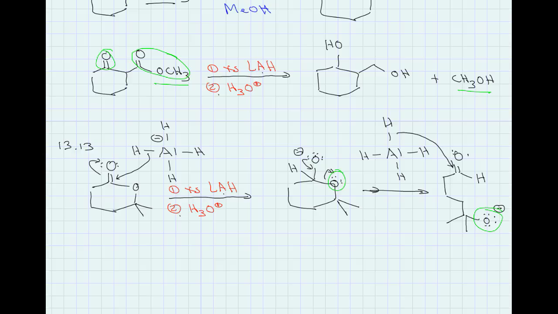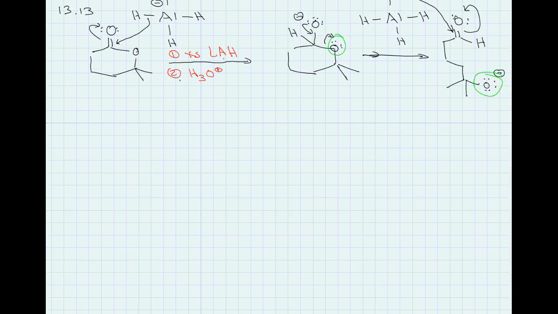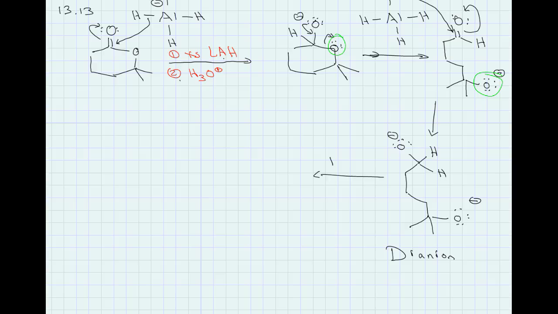So let me put in my lone pairs. And what we're going to get in that case, let me clean it up, we're going to end up with this. We're going to add another hydrogen. So we're going to actually end up with a dianion. So that's the second equivalent of lithium aluminum hydride, and we end up with this dianion. And what happens is that we add enough acid at the end, so there's nothing else to reduce in our molecule anymore, and what we're going to end up with in the end is our product, which looks something like this.